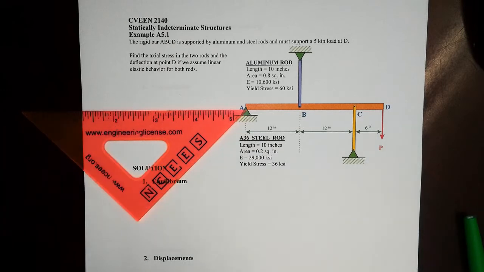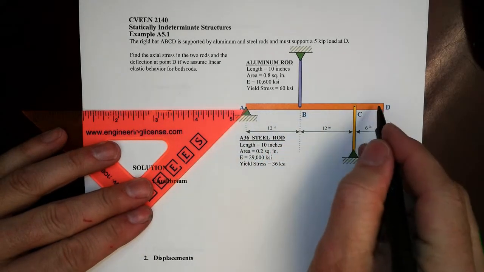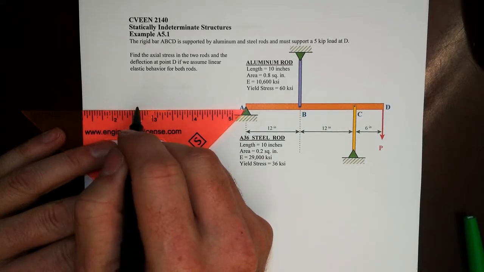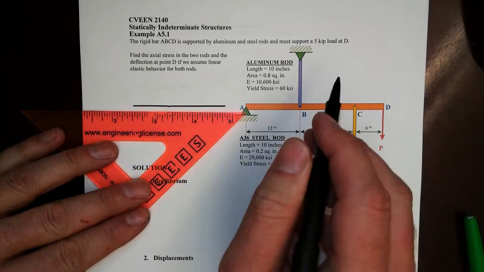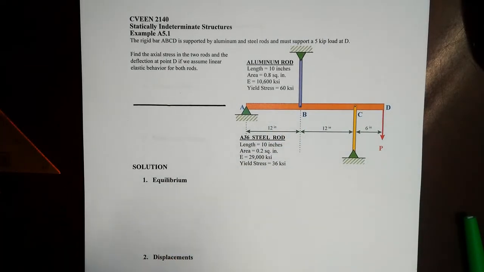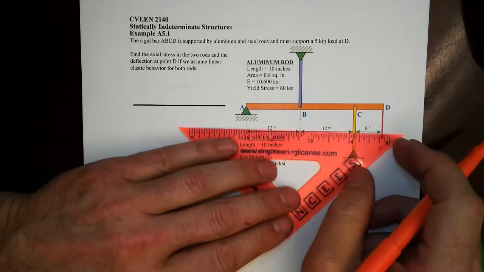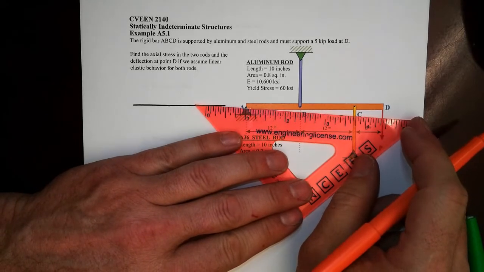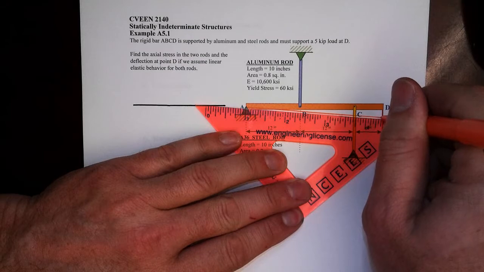So let's go and look at a free body diagram of this rigid bar ABCD that has two flexible rods, the aluminum rod and the steel rod, that are helping to support it. And let's consider a displaced shape. If that bar is rigid and these rods are flexible, then under small deflection theory we might anticipate that the deflected shape might look like this.